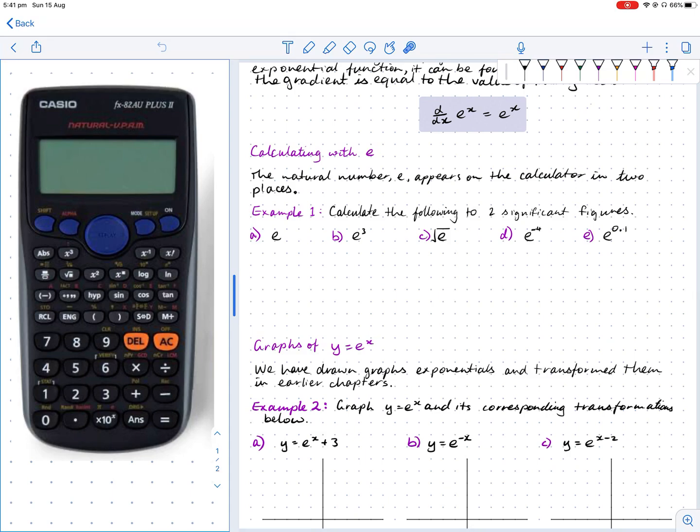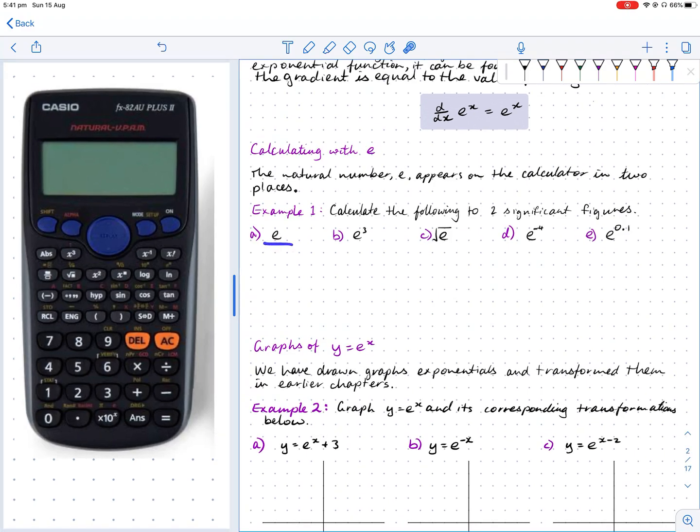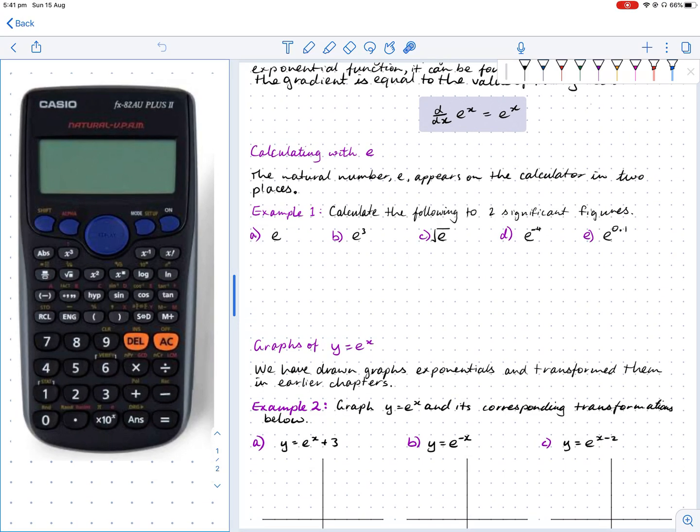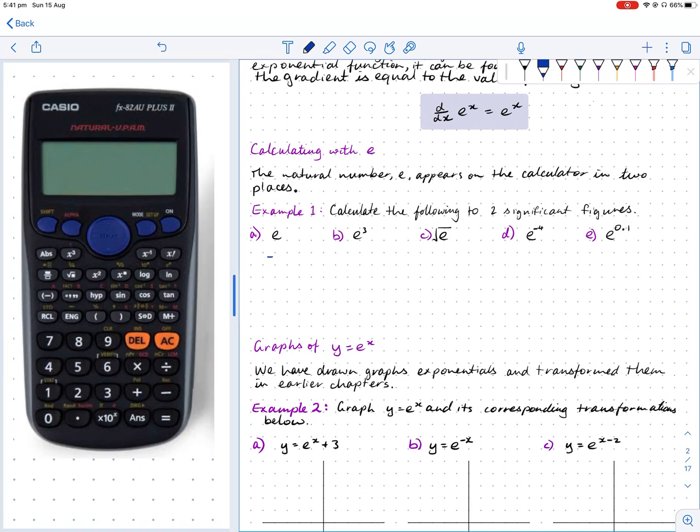So with these examples, firstly, we're just going to be calculating each of these values. Okay, so it's just a calculator lesson. So what you're going to do is on your calculator, for the first one, because it's just e, what we can do is we can press alpha here, and then 10 to the power of x, and that's going to give you an e, and then you press equals, and then the answer is 2.718 something, which to two significant figures, cut it off, is 2.7.